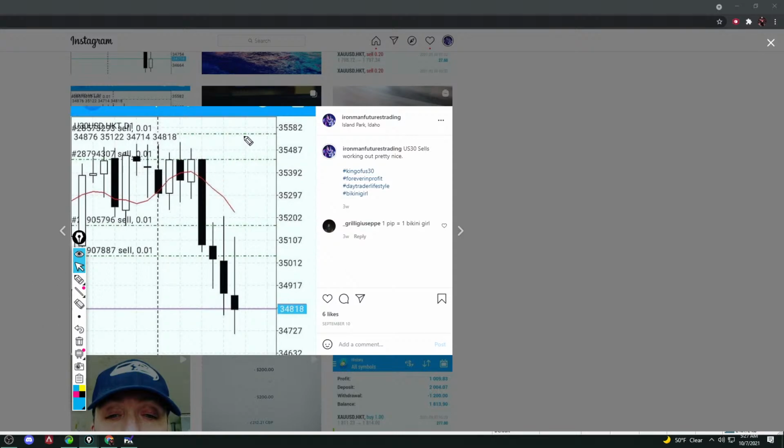That looks like a sell at 35,582. It looks like a sell at 35,487. It looks like a sell at 35,202. It looks like another sell right there, and it's at 34,818. Does that look like 100 pip moves to you guys? Let's see. Almost 800 on one, almost 700 on one. That's over probably 2,000 points.